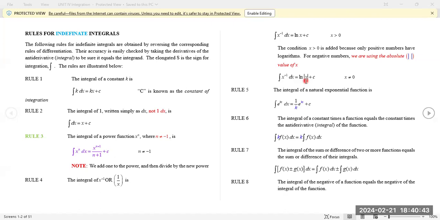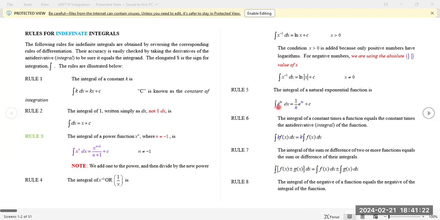And then rule 5 says the integral of a natural exponential function is... We looked at the exponential function when we were talking about differentiation. When we're differentiating the exponential function, the differential of the exponential function is the exponential function itself. So the differential of e to the x is e to the x. The integral of e to the x is going to be e to the x.